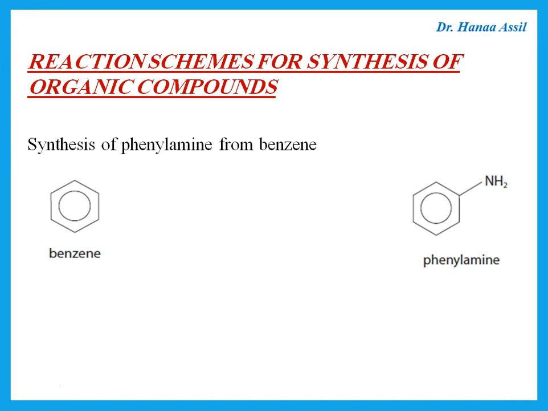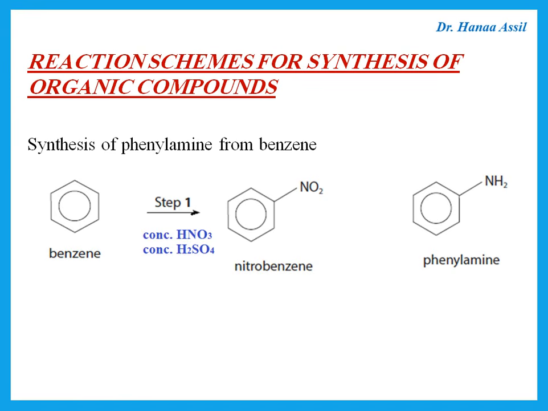We said actually we can do that directly, or we can change it into a nitro group first and then change it to an amine. What do we do to the benzene to put a nitro group on it? Concentrated nitric acid in presence of concentrated sulfuric acid. This will put a nitro group on the benzene, and then I can reduce this nitro group to form an amine. What do we do? Tin in presence of HCl will change the nitrobenzene into phenylamine.